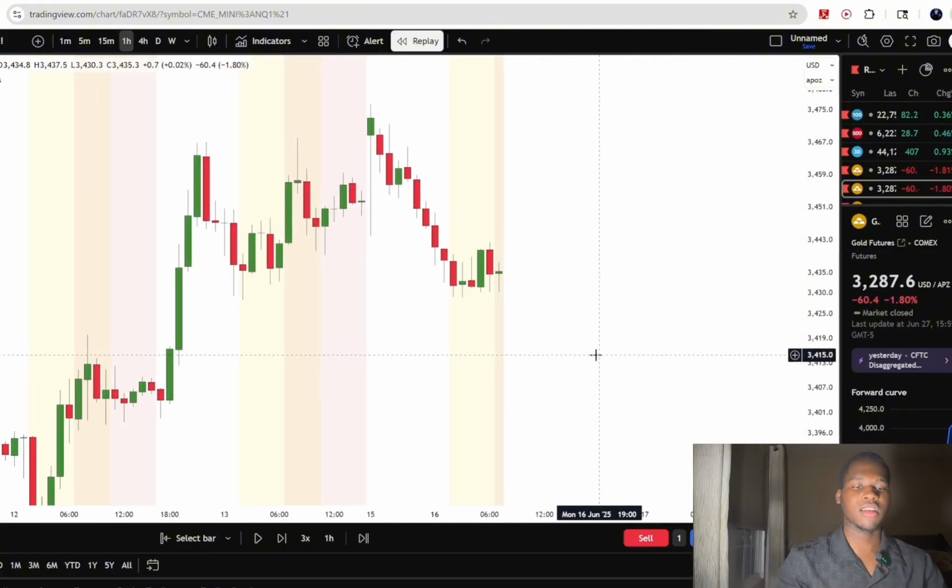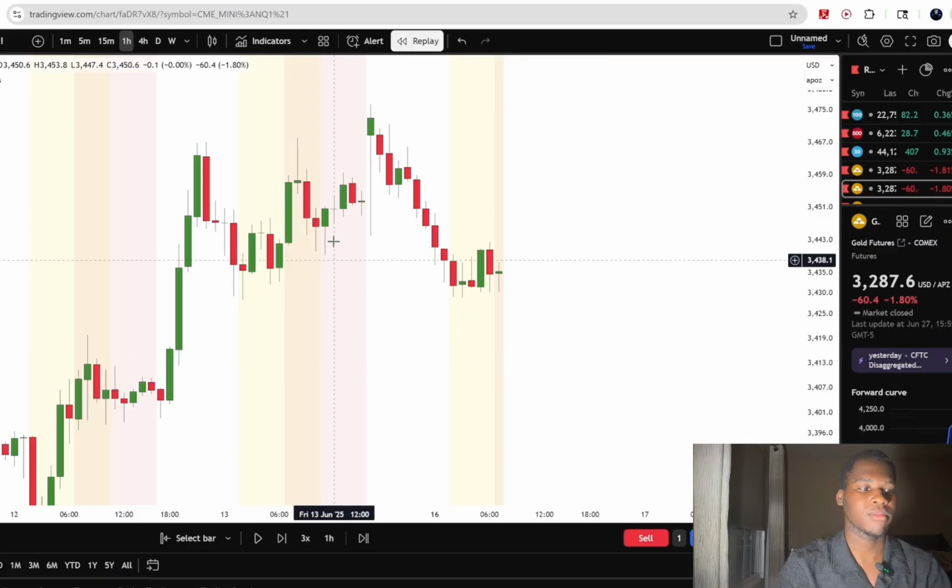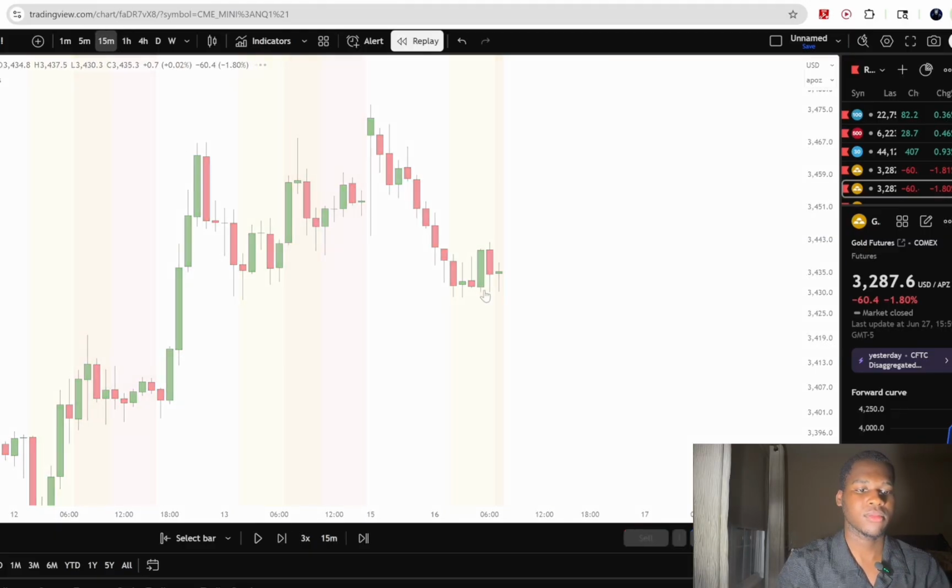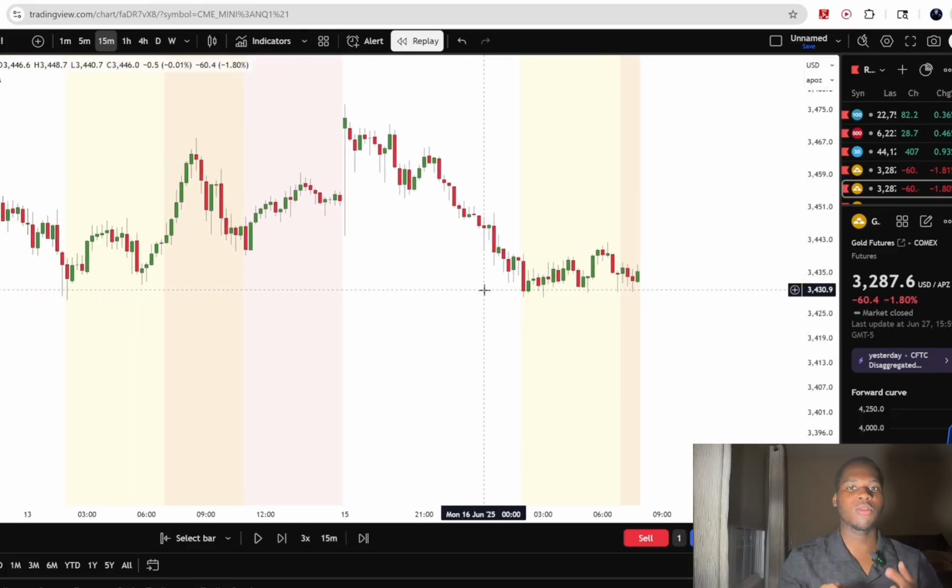Now that I've shown you guys a couple of examples of this model actually working out, I'm going to show you an example of where this system did not work out. This model is still very high probability, but like I said, it's 60% to 70%, and sometimes even 50%. So with this model, there's going to come losses. So I'm showing you guys this loss so you're not afraid when you do take losses trading this model.